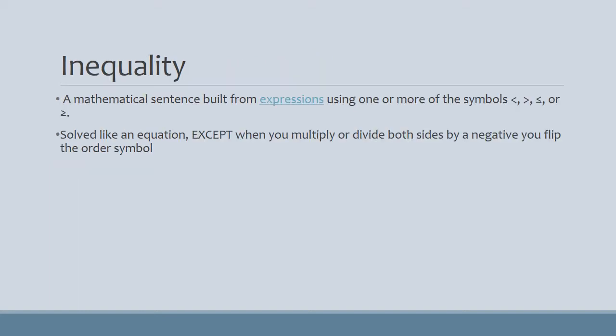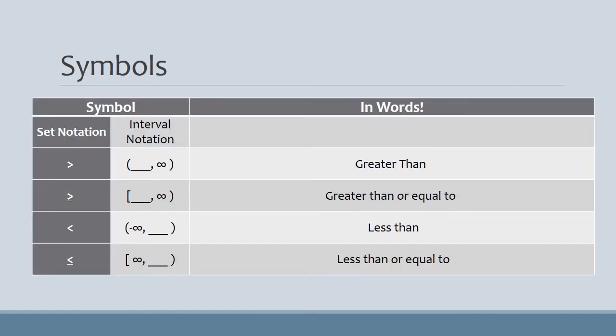Okay, so remember that an inequality is a mathematical sentence that's built from expressions using one of the order symbols, and I'm actually going to add this order symbol for not equal to. And we solve them like equations, except when you multiply or divide both sides by a negative, you're going to flip the order symbol.